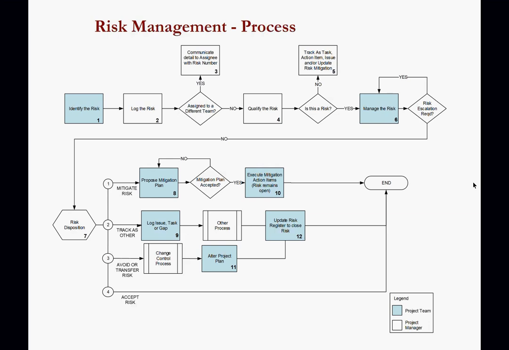Let's go to 2. Track as others. We've logged it as an issue or task or gap, so this is not a risk. Avoid or transfer: we're saying that we need to avoid or transfer this risk. If we're saying we need to avoid, because we don't want to do this task, we need to have a change control process in place. I'll talk about that. Or we're saying that we'll accept it.